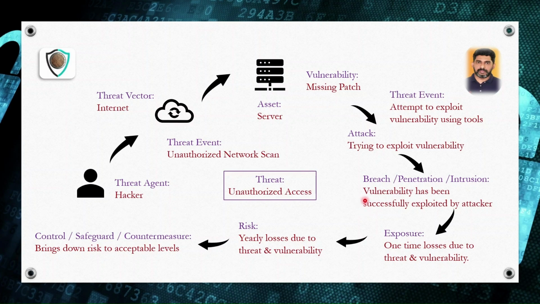Now, if the vulnerability exploitation is successful, then we call it a breach or a penetration or an intrusion. So we can say a successful attack is termed as a breach. Now, when a breach occurs or when a threat has successfully exploited a vulnerability, we will have certain losses on the asset, or we will have certain losses to the organization. So the one-time losses that we face when a threat exploits a vulnerability, that is termed as an exposure.